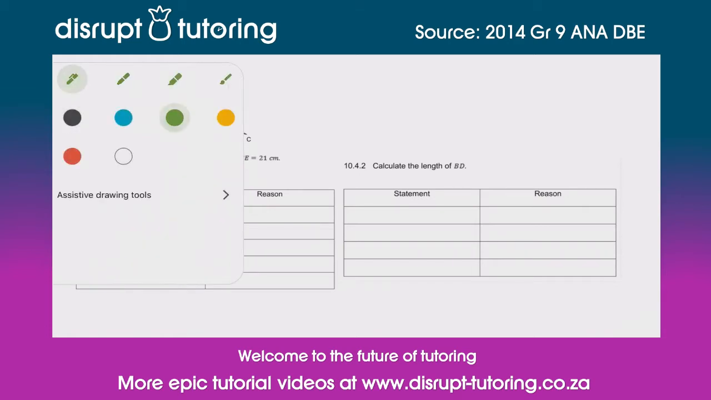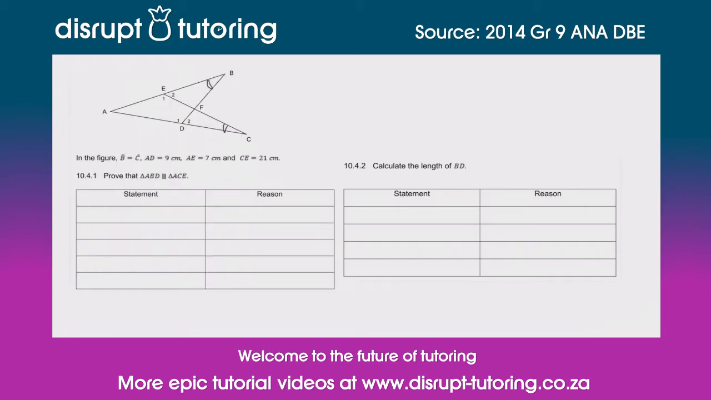I'm going to change my pen color just so we can spot the difference. So AD is equal to 9 centimeters. So that's the 9 centimeters they're talking about. Then they've said AE is equal to 7 centimeters, and that's the 7 centimeters we're talking about. And then CE is 21 centimeters. So that's CE, and that is equal to 21 centimeters.